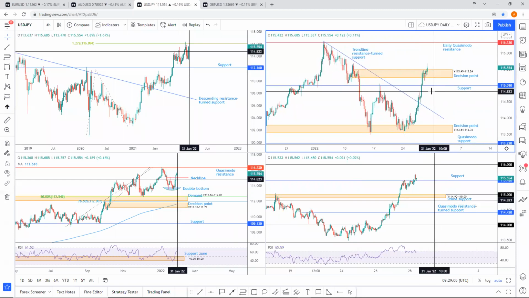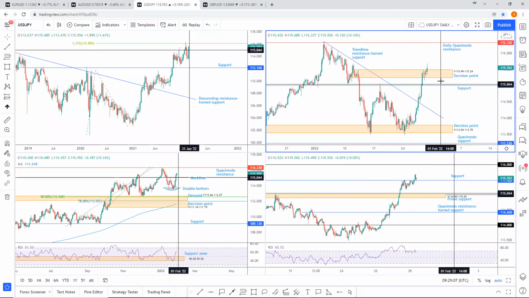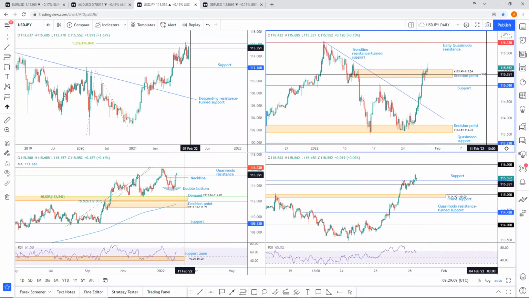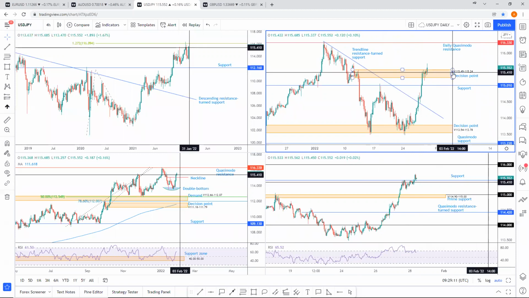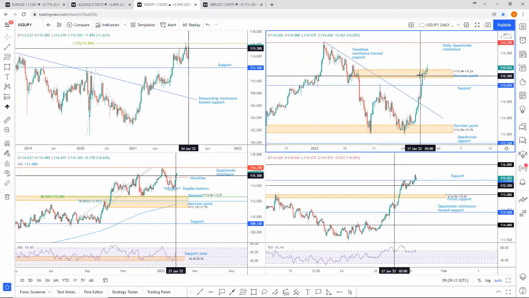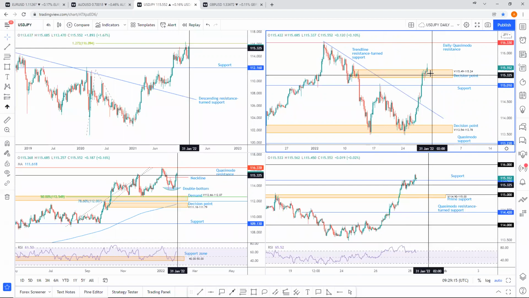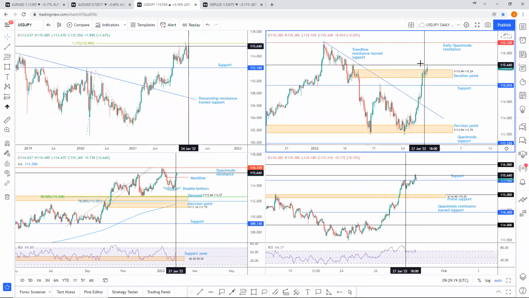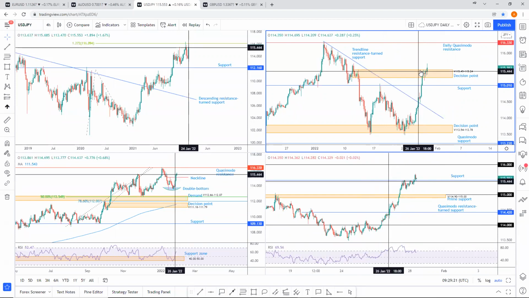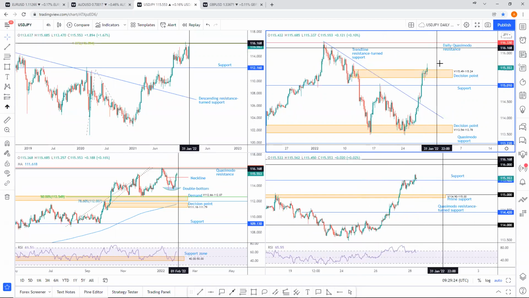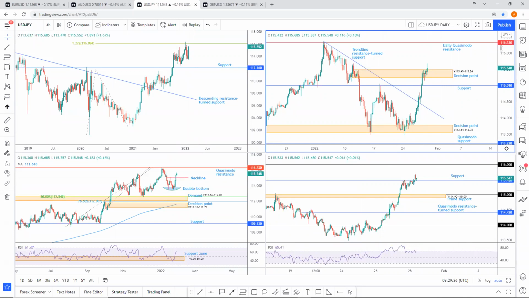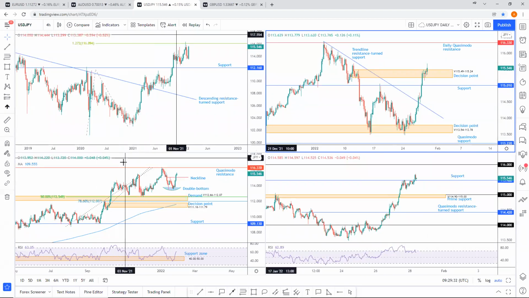Now, over on the H4 time frame, we are currently attacking a decision point at 115.49, 115.24. Now, the lack of bearish response from this area really does point to a possible follow-through move to the daily Quasimodo resistance at 116.33. So do bear that in mind. This is largely in line, as I said, with the bigger picture here.